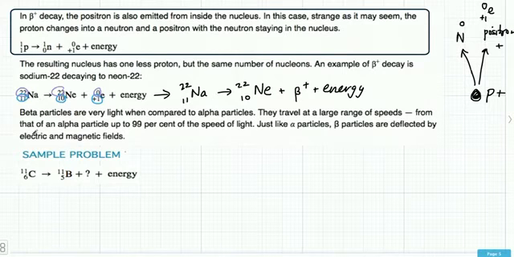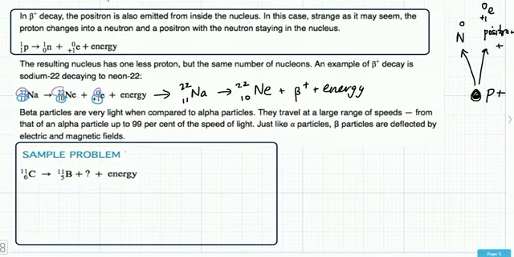So this is a sample problem here. So we've got carbon 11, and we've got B, so boron. And we need to figure out the type of decay. So I'm just going to write it out, 11, 6 goes to 11, 5, B. So look at these things, you go, okay, well, that's a 6, that's a 5, that means I need one more. 11 and 11, they're the same, so no more mass. Oh, 0 plus 1, that's a positron.